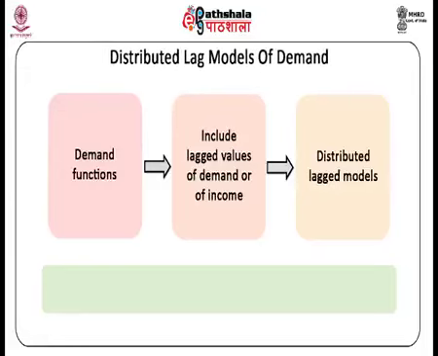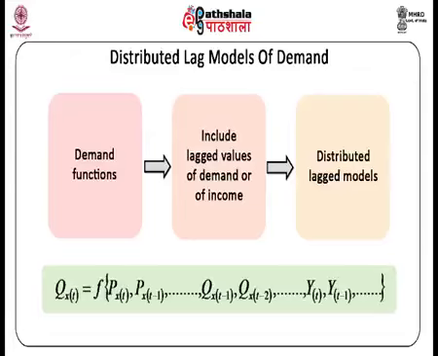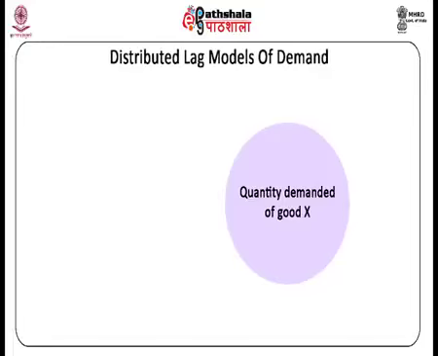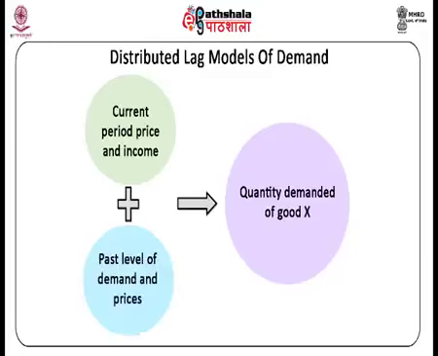The distributed lagged function can be expressed as Qxt = f(Pxt, Pxt-1, and so on, Qxt-1, Qxt-2, and so on, Yt, Yt-1, and so on). Here, the quantity demanded of good X depends not only on the current period price and income, but also on the past levels of demand and prices.